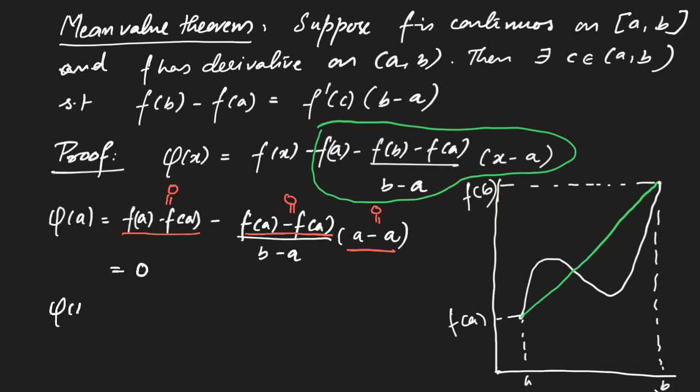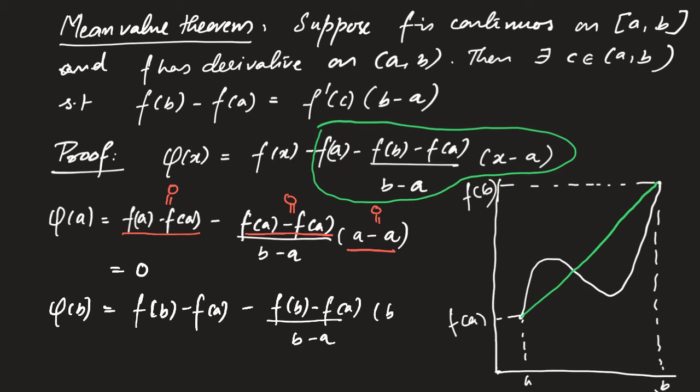Similarly, phi of b is equal to f of b minus f of a minus (f of b minus f of a) by (b minus a) into (b minus a). Okay, so this b minus a gets cancelled and we get f of b minus f of a minus f of b minus f of a, which is equal to 0. So both phi of a and phi of b are 0.